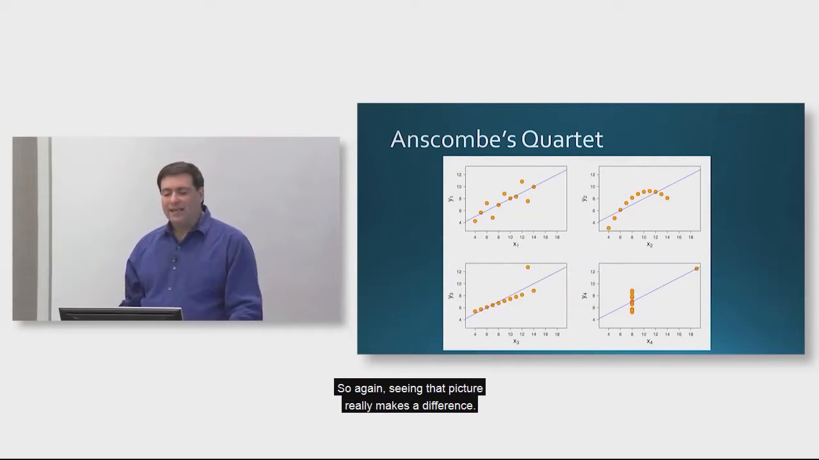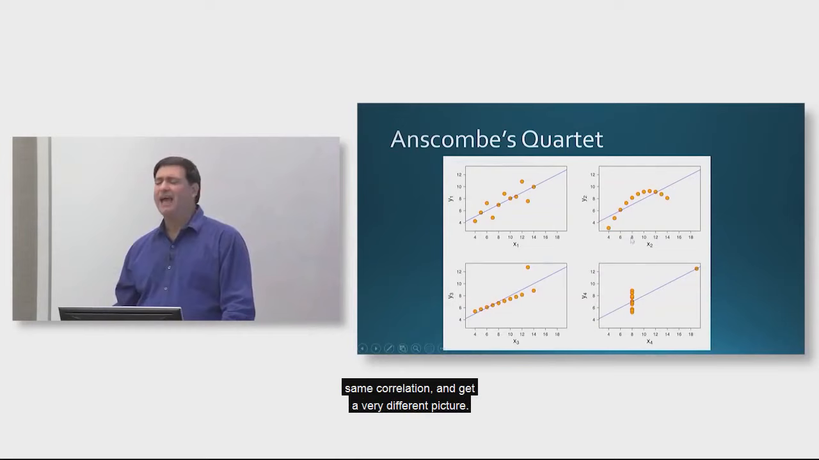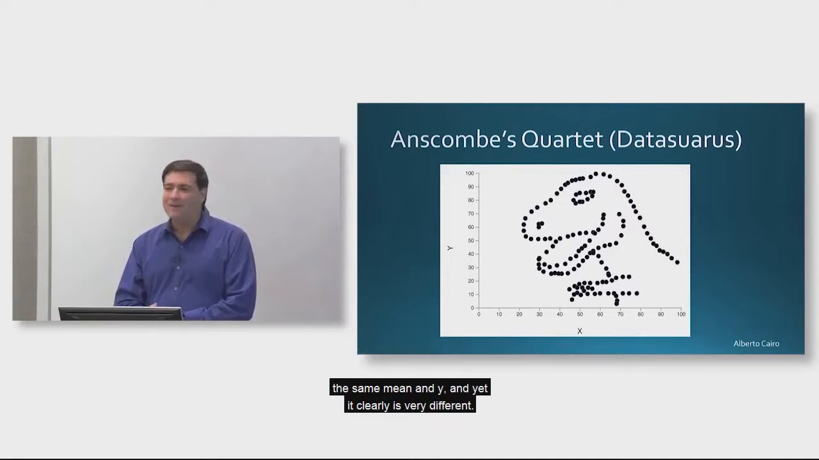So again, seeing that picture really makes a difference. And in fact, it's not just these. You could have all sorts of datasets with the same mean of X, the same mean of Y, and the same correlation, and get a very different picture. For instance, there's this data source, which has the same mean in X and the same mean in Y, and yet it clearly is very different.